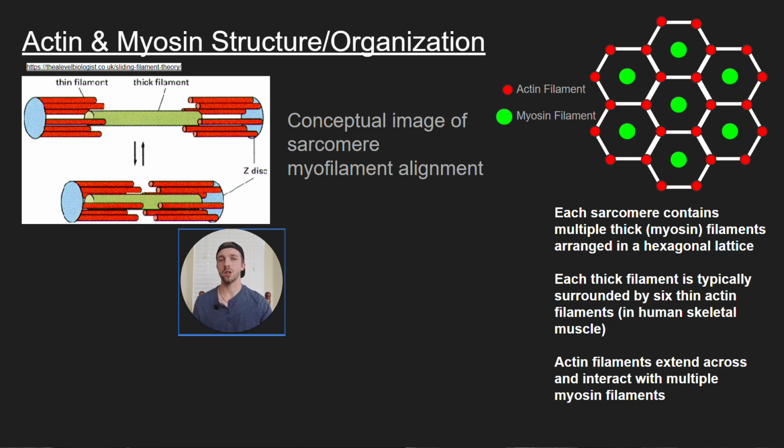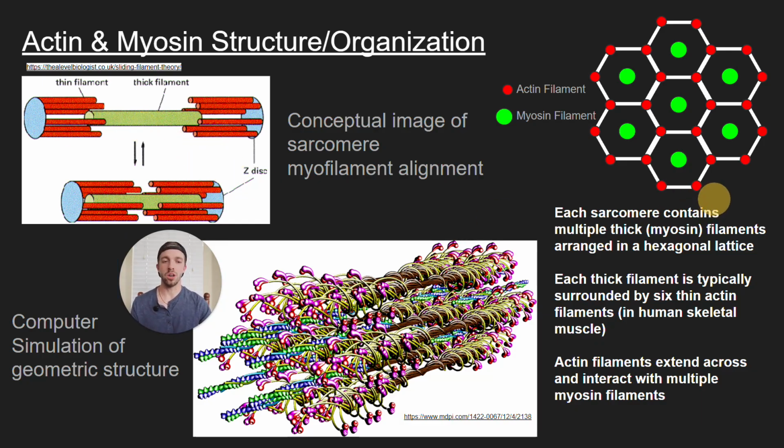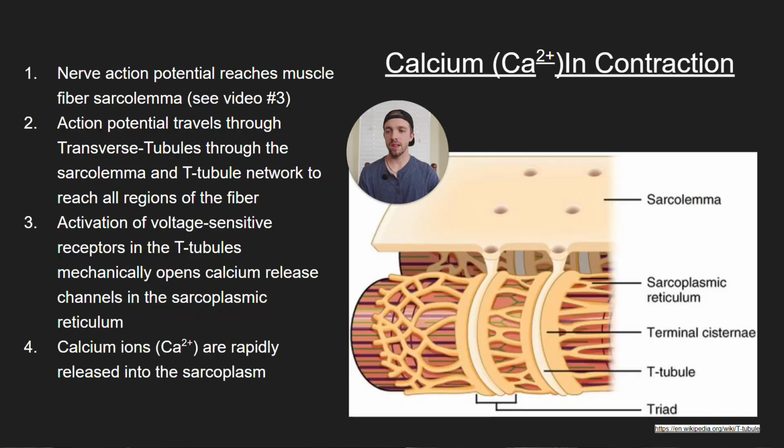Now, if we were to look at an actual computer simulation of what an arrangement of this actin and myosin looks like, it's something a little more like this. So, a lot going on in there, but all I want you to think about is we have our thick filament, okay, surrounded by these thin filaments that are going to pull on each other to form contractions.